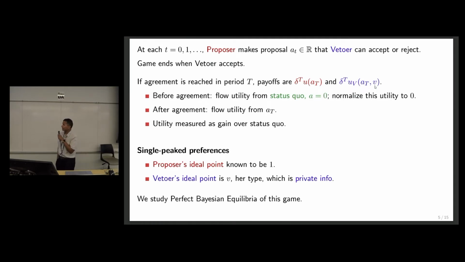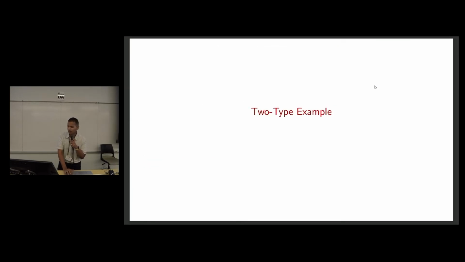Importantly, their preferences are single-peaked. So the proposer has an ideal point, which is 1. And the vetoer has an ideal point, which is V, which is her type, which is private information. You could just think of this as being a quadratic loss with respect to that, or a linear loss. These are the examples we usually have in mind. Okay, and we're going to study perfect Bayesian equilibria of this game. So that's the model. Let me give you a two-type example to highlight how the logic of this analysis works and what we see in leapfrogging.